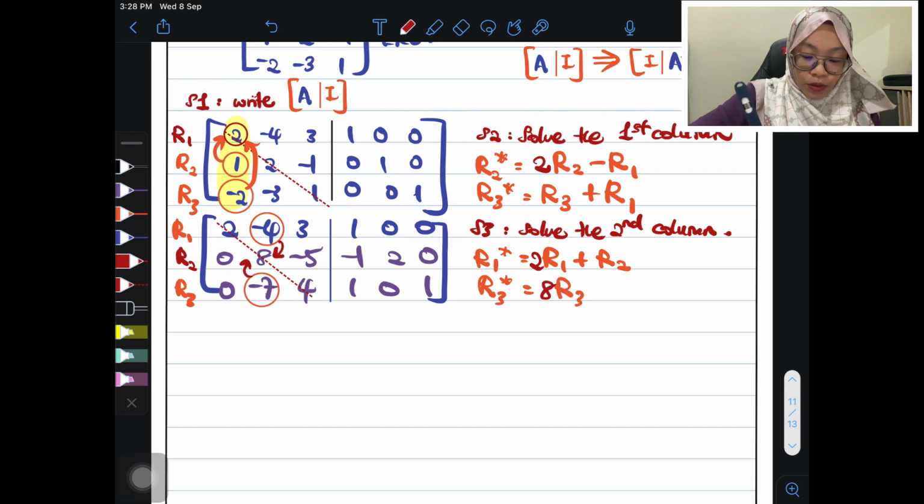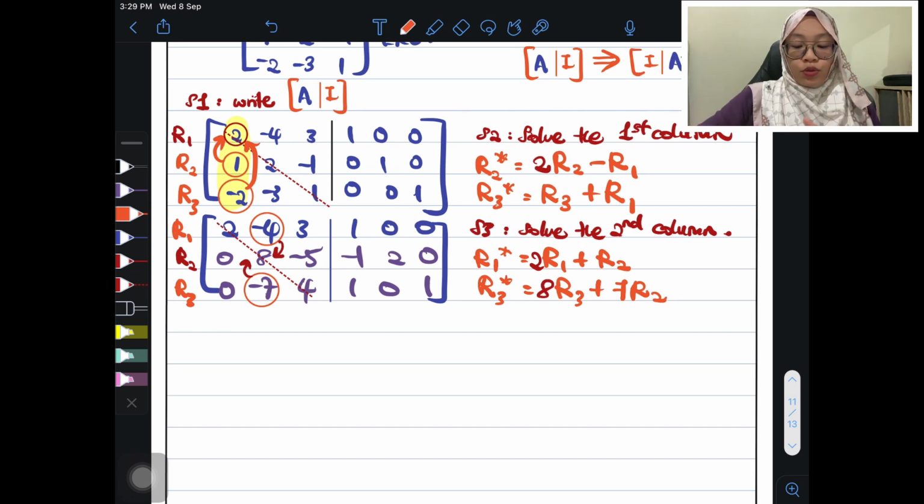Macam tu lah. So now row ketiga akan perlu didarabkan dengan 8 dahulu. Row ketiga perlu didarabkan dengan 8. Dia akan jadi -56. And then tambahkan dengan 7. 7 kali ganda pada row yang kedua. That's how you do it. Okay. 7 row 2. Barulah you akan dapat, as I said, here is 56.